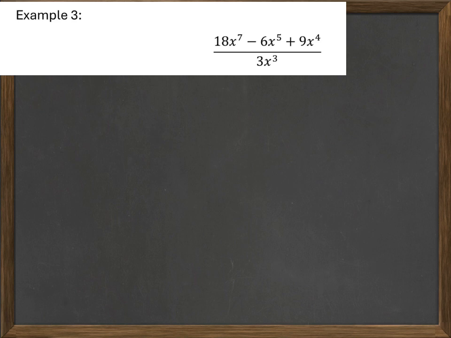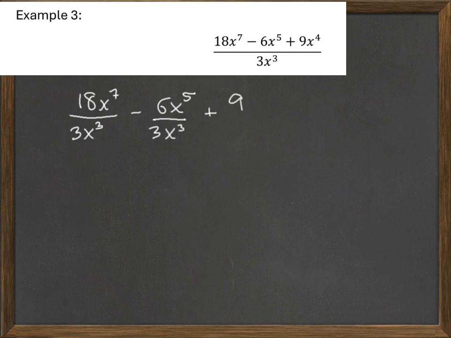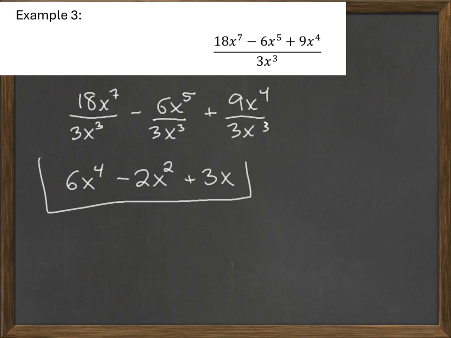All right, example 3. So again, see if you can try this on your own before you watch me do it. So we have 18x to the 7th divided by 3x cubed minus 6x to the 5th divided by 3x cubed plus 9x to the 4th divided by 3x cubed. Okay, so 18 divided by 3 is 6, 7 minus 3 is 4, 6 divided by 3 is 2, 5 minus 3 is 2, 9 divided by 3 is 3, 4 minus 3 is 1. So this would be our final answer.